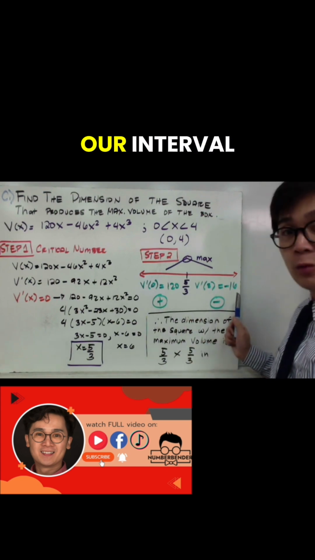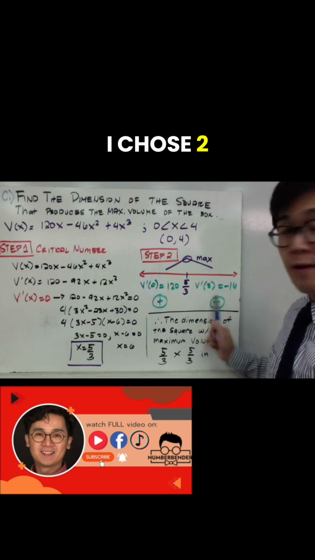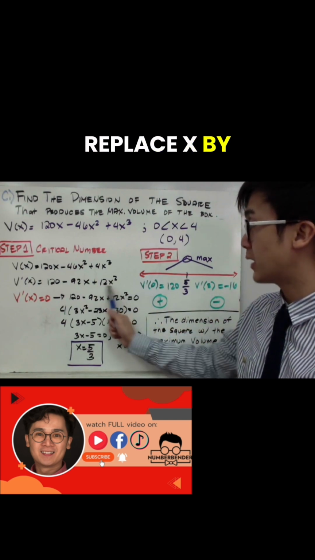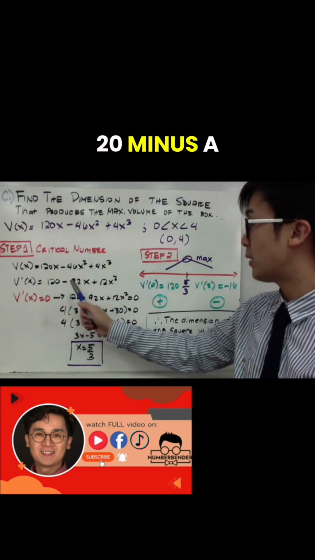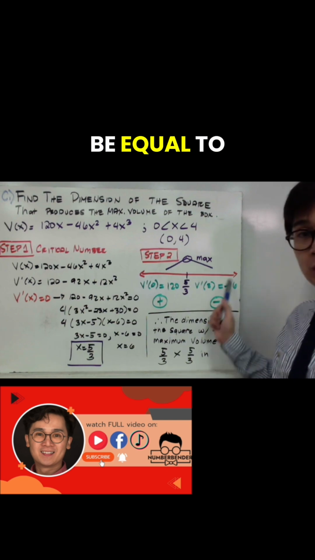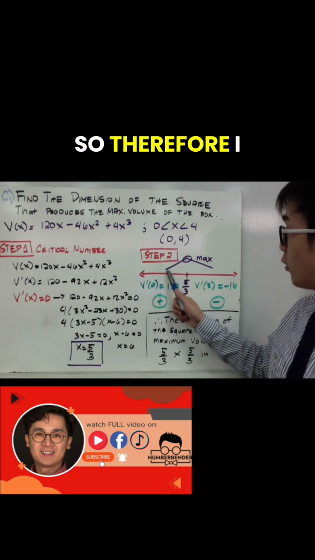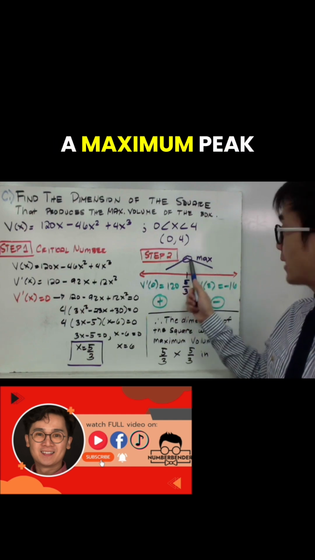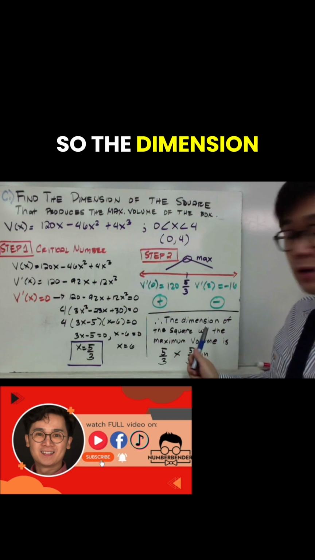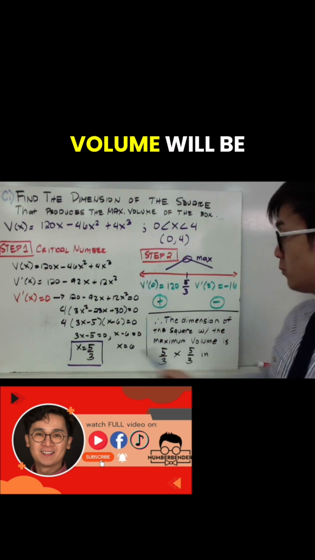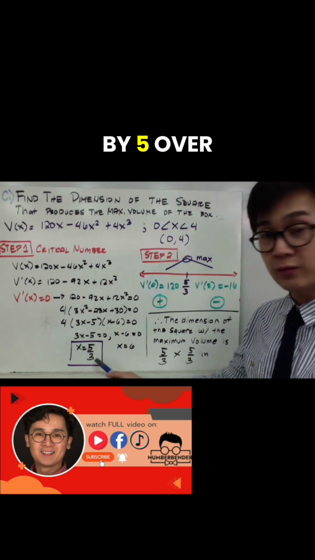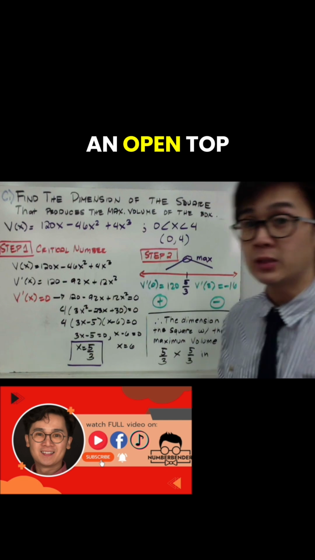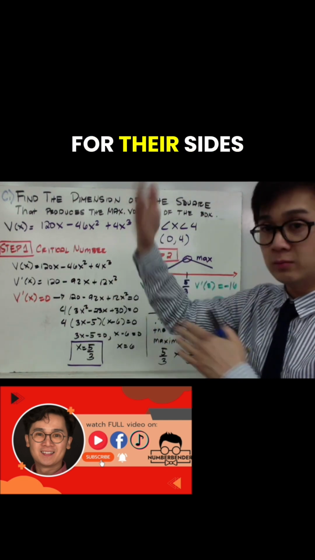And for the next half of our interval, I chose 2 for a number greater than 5 over 3, and it gives me a negative number. So if you replace x by 2 here, you'll have 120 minus a number plus another number, and it's going to be equal to negative 16, which is a negative number. So therefore, I have increasing and decreasing in our critical number. Therefore, I created a maximum peak right here. So the dimension of the square with the maximum volume will be 5 over 3 by 5 over 3. And the reason why they are the same is because we have a square as an open top box. So their measure for their sides will be the same.